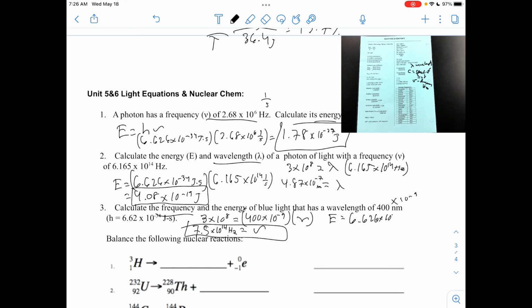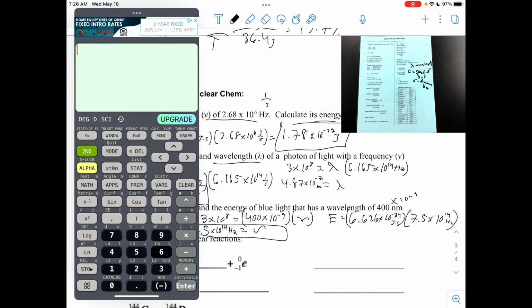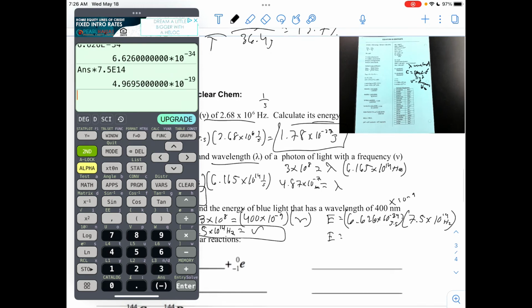Energy is equal to Planck's constant multiplied by the frequency that I just got. Hertz and joules per second. So I'm going to have 6.626 E to the negative 34 multiplied by 7.5 E to the 14. And so E is going to be equal to 4.97 times 10 to the negative 19 joules.